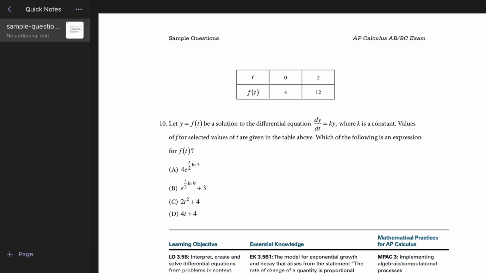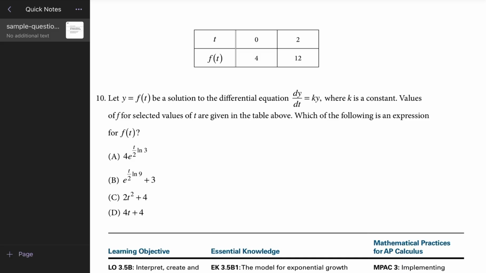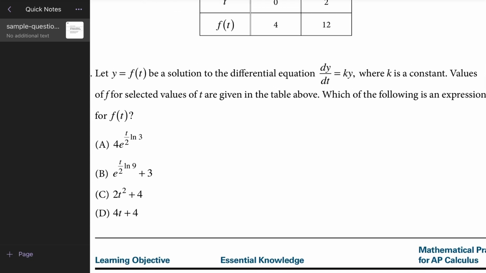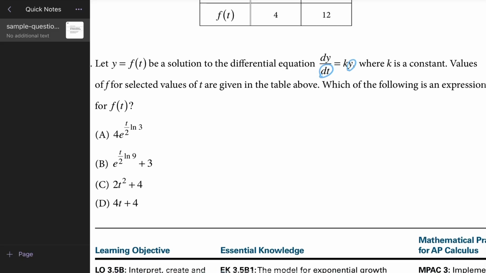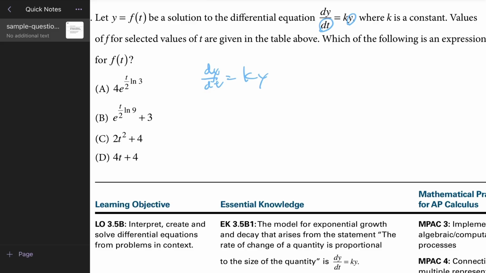And the last question, 10. So let y equals f of t be a solution to the differential equation dy over dt is equal to ky, where k is a constant value. Values of f are selected for given t values, and which of the following expressions is an expression for f of t. So this is going to be a separation of variables problem. To separate this, we first need to separate dt and y. So we have dy over dt is equal to k times y. We have to move the y to the other side, so we divide both sides by y.